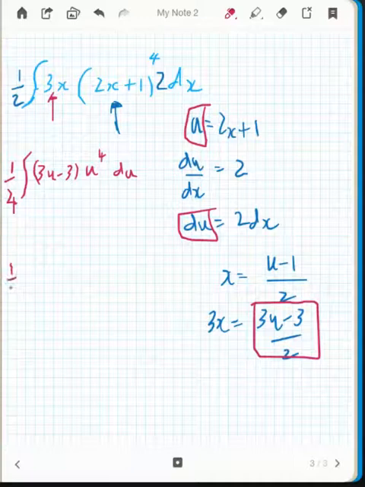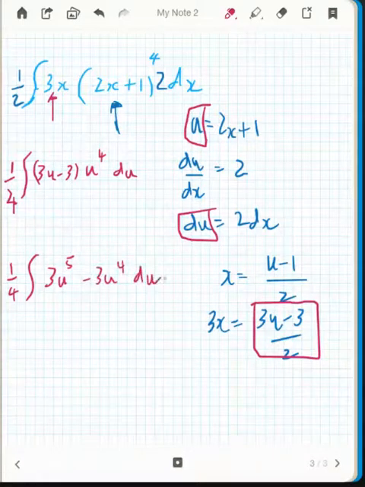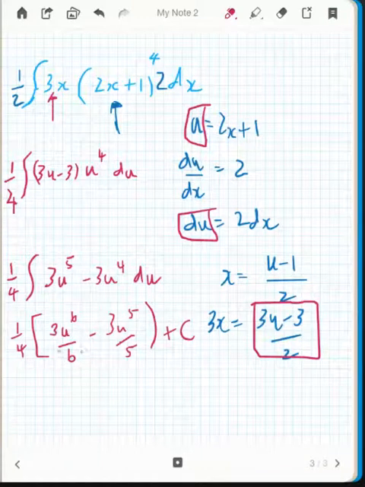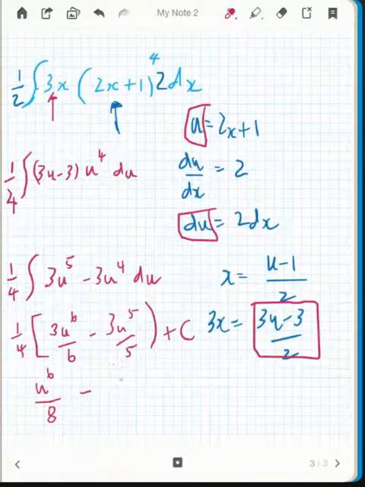So now I have 1/4 integral of 3u to the 5 minus 3u to the 4 du, which will equal 1/4 times 3u to the 6 on 6 minus 3u to the 5 on 5 plus some constant c. 3 goes into 6 twice, therefore I've got u to the 6 on 8 minus 3u to the 5 on 20 plus some constant c is my answer.